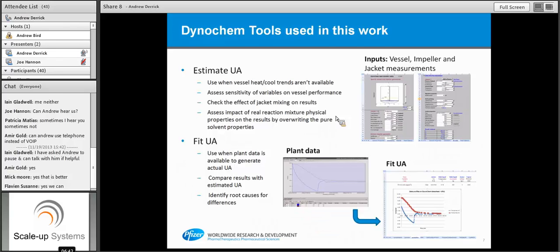The tool that I normally move to next is the Fit UA tool. This is the one where you have actual experimental data from a target vessel, whether that's in the lab, the pilot facility here in the PDF in Sandwich, or a commercial facility. And I always find it useful to compare the results from the Fit UA tool with those of the Estimate UA tool, as it helps to identify root causes for the real-world jacket performance in the plant, and again we'll see some of that later on. I've yet to find a case where the two figures are actually the same.